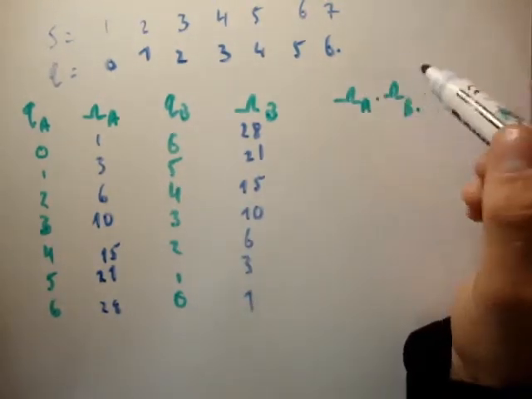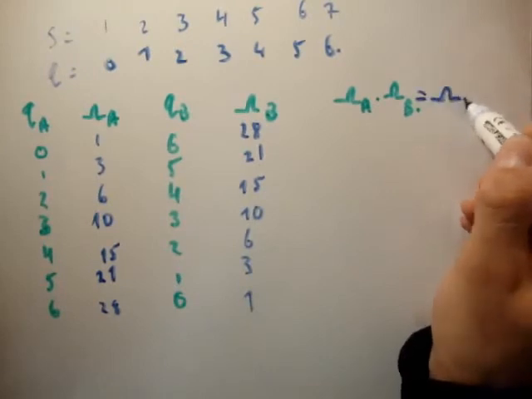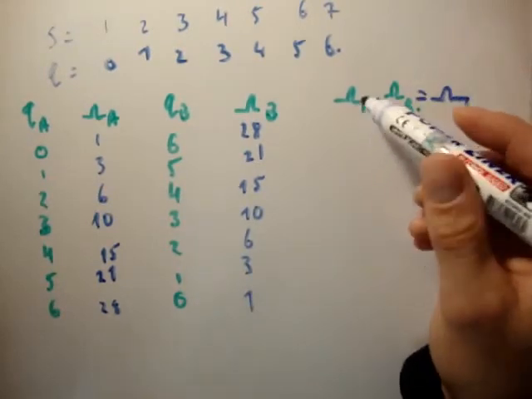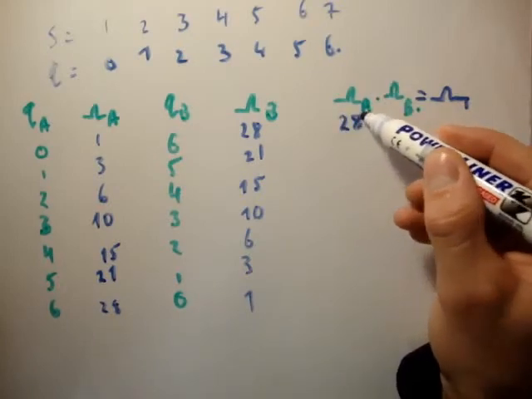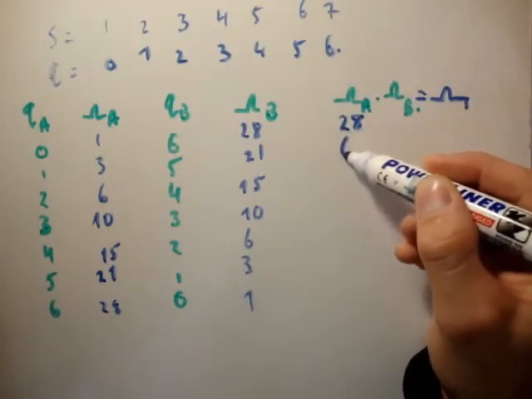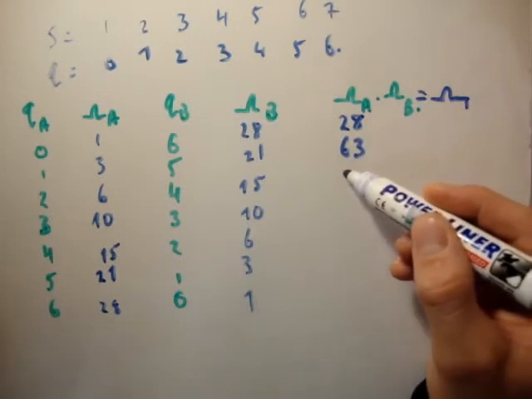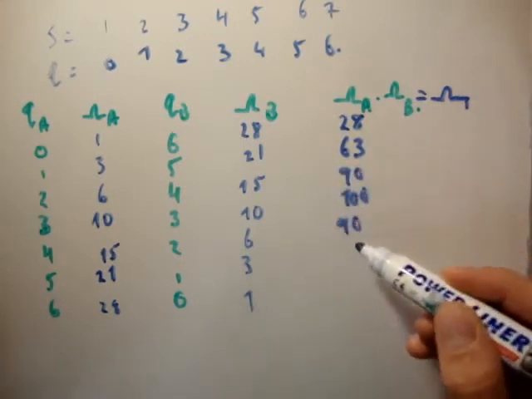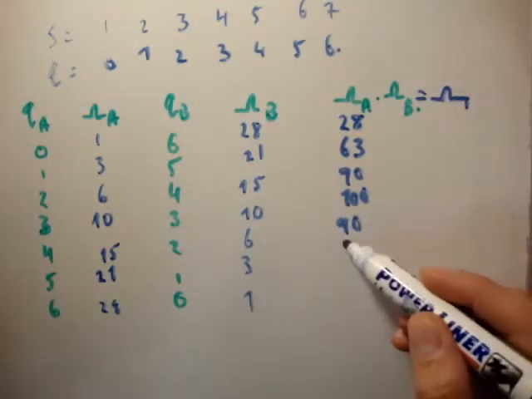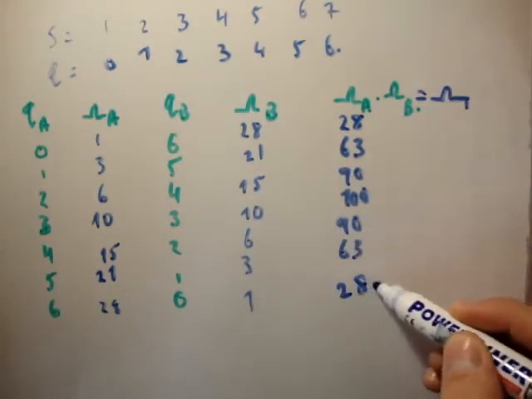So the overall multiplicity, omega sub total, is then multiplied together. So we get 28, 63, 90, 100, and then it goes back down like this: 90, 63, 28.